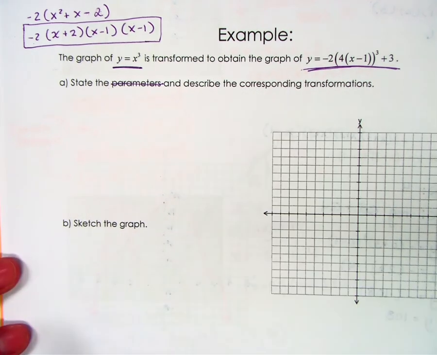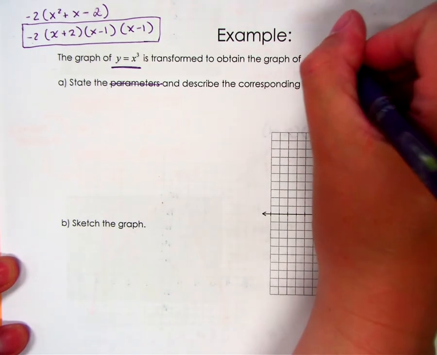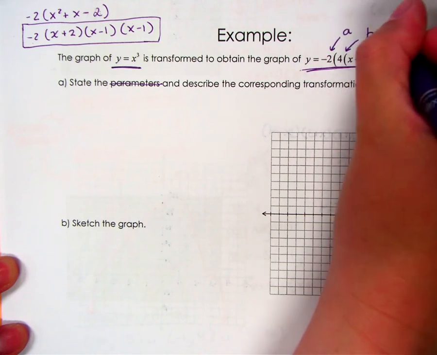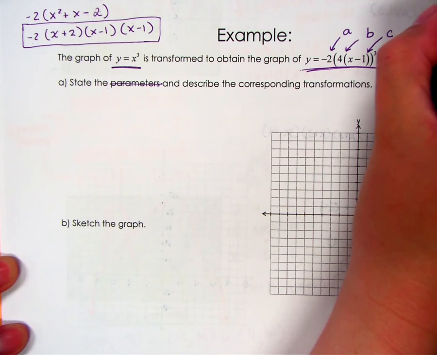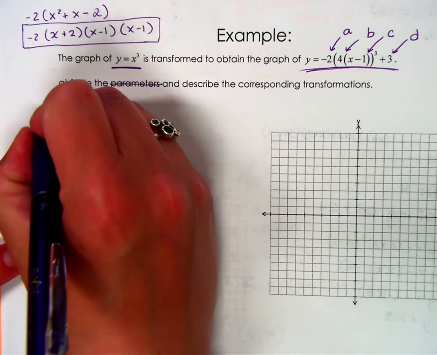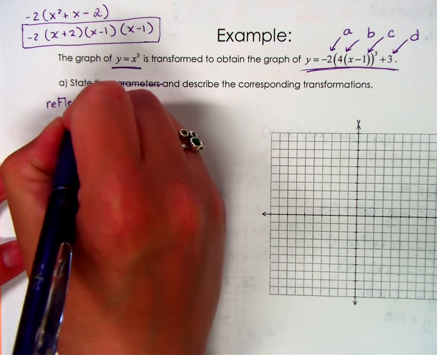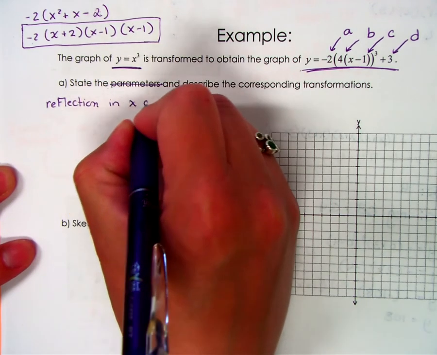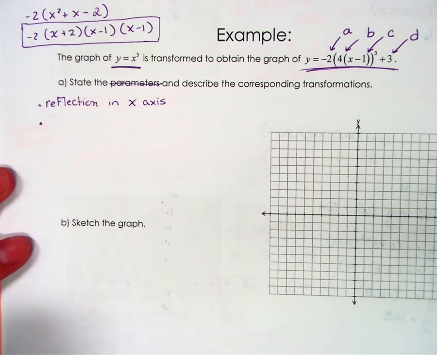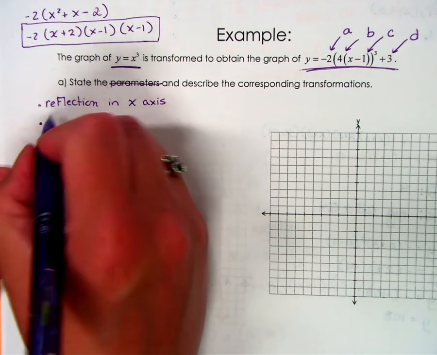Okay. So let's talk about this. That's going to be your A value, your B value, your C value, and your D value. Okay, so what's happening with that negative 2? Well, what's happening with that negative? Reflection in the x. Okay, what's happening with the 2? It's what kind of stretch? Vertical.